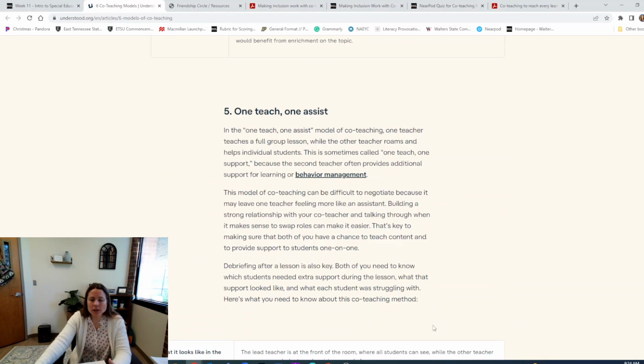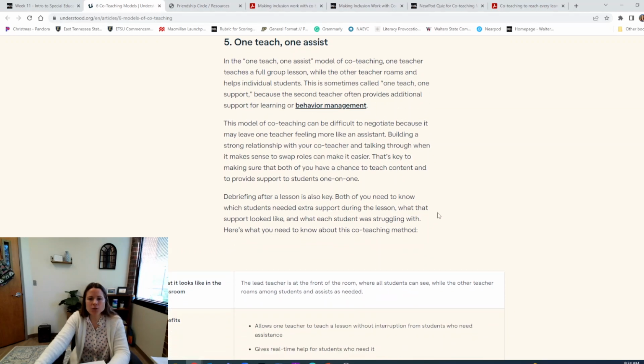And the last model I really want you to be able to find and give me examples of is the one teach, one assist. So this is one that's used most often. This is really helpful if you have a lot of behavior management, behavior issues, and you need to manage behavior, right? So this allows for additional support.